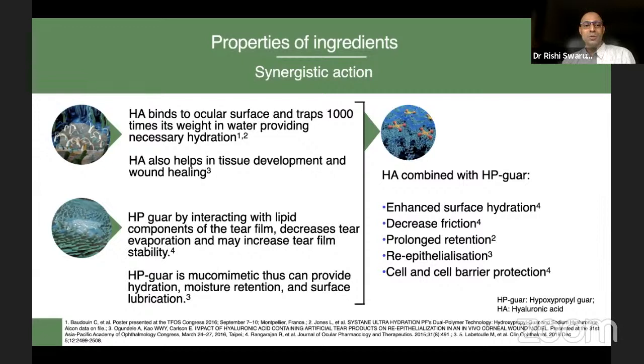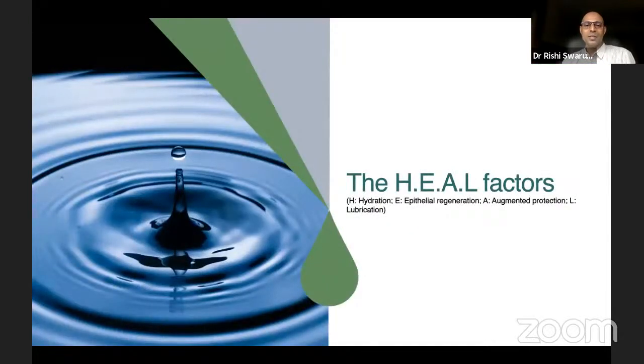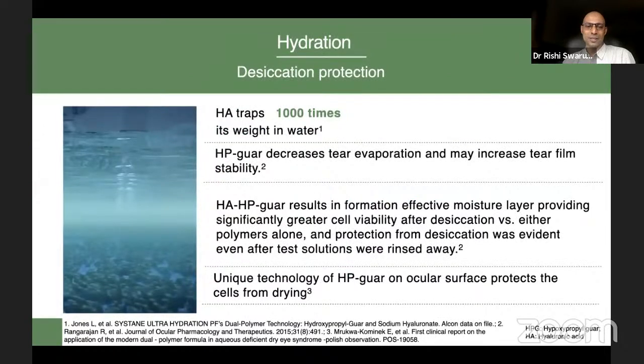We know that sodium hyaluronate binds to the ocular surface and traps 1,000 times its weight of water. So it significantly adds a lot more water to the surface, and that is how it hydrates the surface, the first concept of hydration. And mucomimetic reduces the friction. So this unique combination of HEAL is what really heals the postoperative dryness that we encounter, and which is such a bugbear for all our patients.